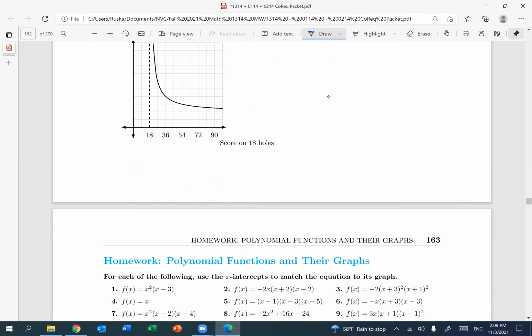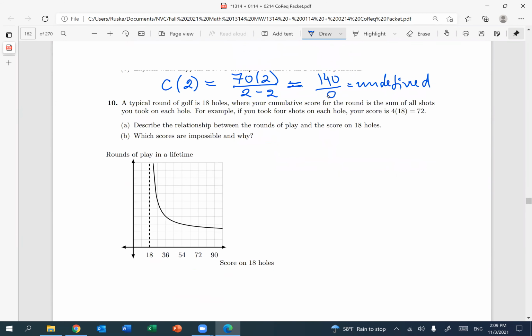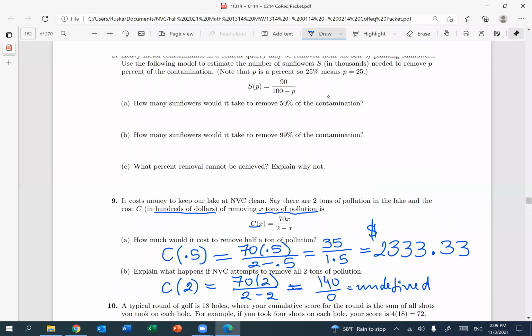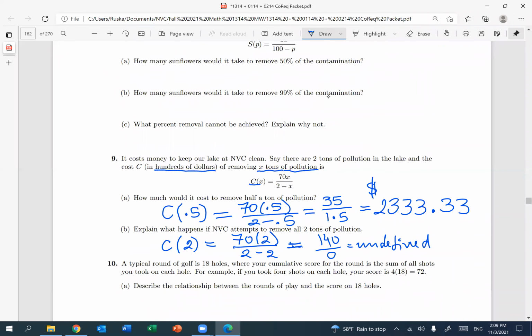So that's the last one, and then you have your homework. Any questions? Any questions? So that's what you have for polynomial and rational functions.